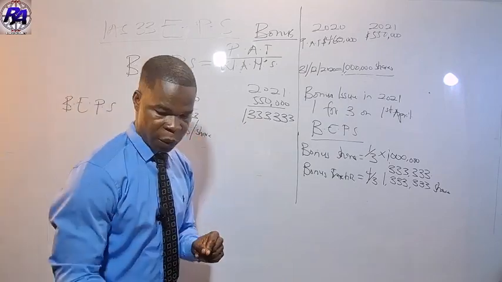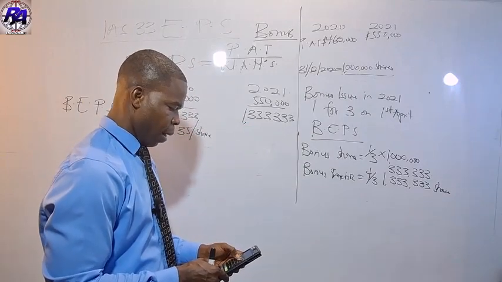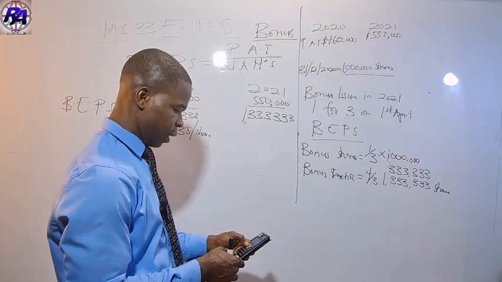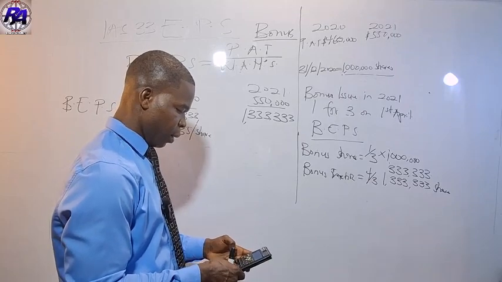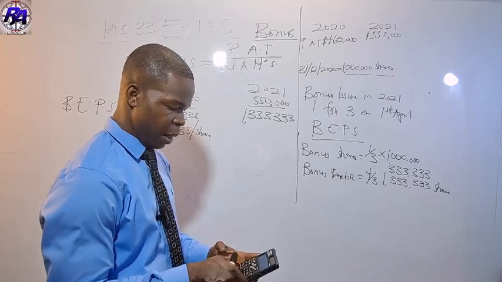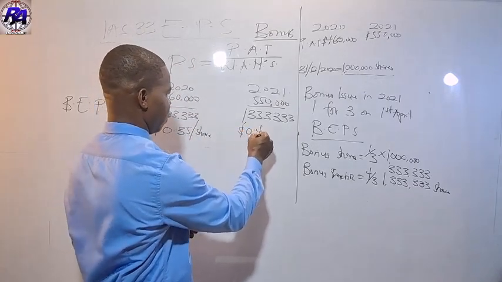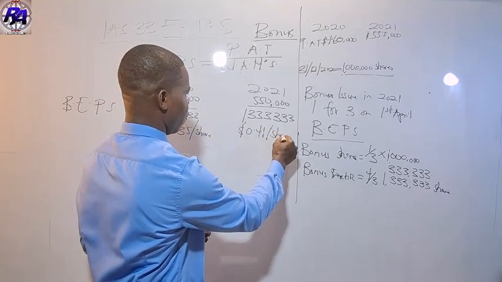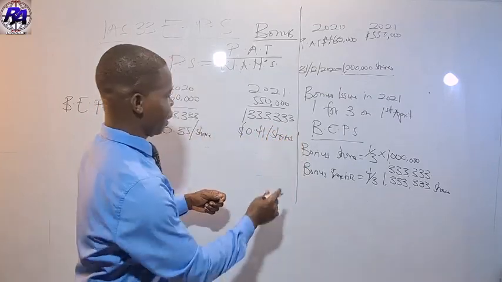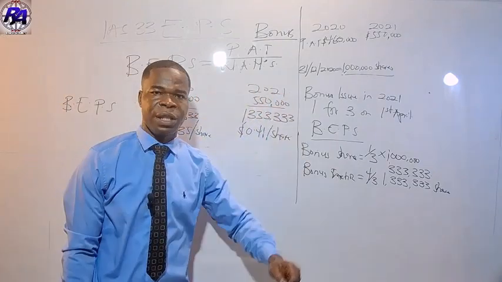Okay, let's calculate for this one before. So that is going to be 550,000. So 550,000 all divided by this is going to give us $0.41 per share. So this is our basic earnings per share for 2020 and basic earnings per share for 2021.